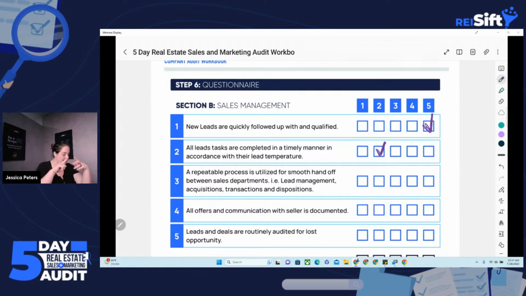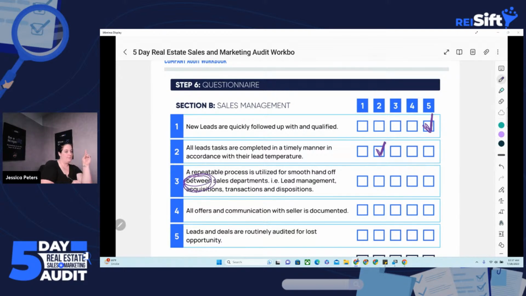All right, a repeatable process is utilized for smooth handoff between sales departments: lead management, acquisitions, transactions, and dispositions. Sometimes it's just you, and that's okay, but you want to track these processes a little differently for KPI purposes, so that when you want to hire somebody for a lead manager role, you have it defined what that role is specifically. Now, one thing I want to point out is the between.